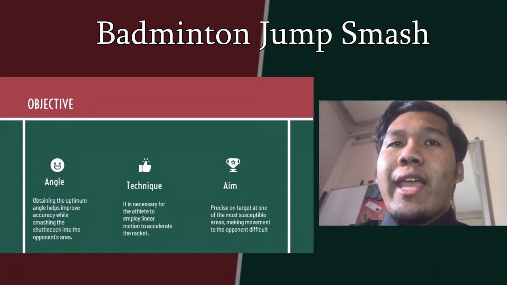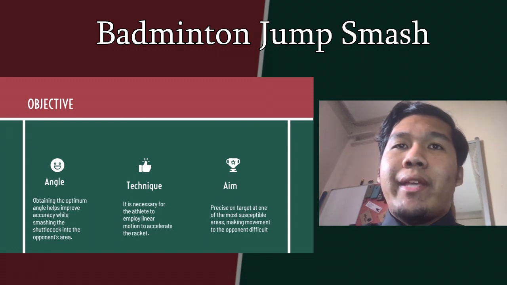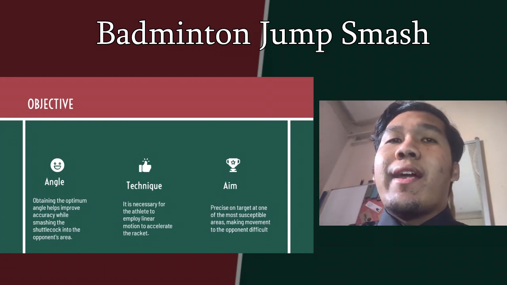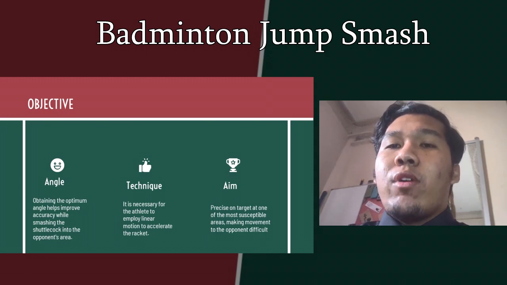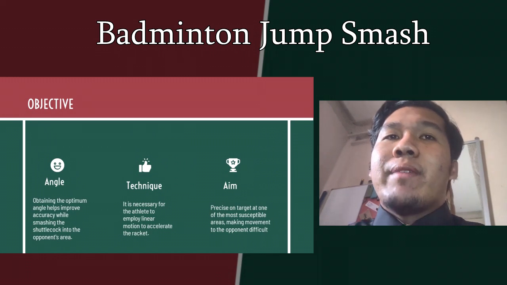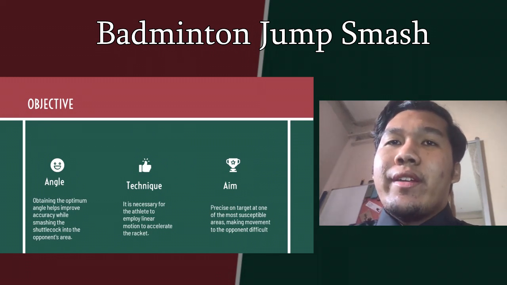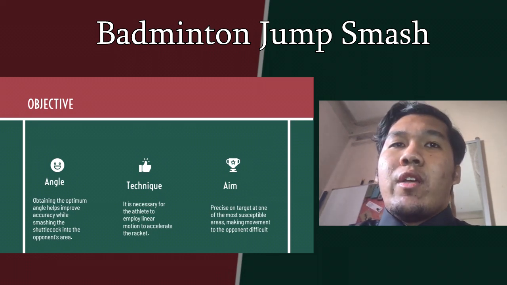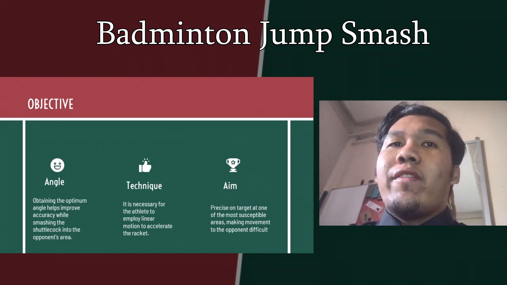Finally, there is the aim. The term aim refers to being directly on target in one of the most suspicious areas, making mobility for the opponent difficult. Rather than using video analysis, the athlete can grab the target in the opponent's right area during the follow-through phase, when the opponent is on the far left, making it impossible for the opponent to go there.